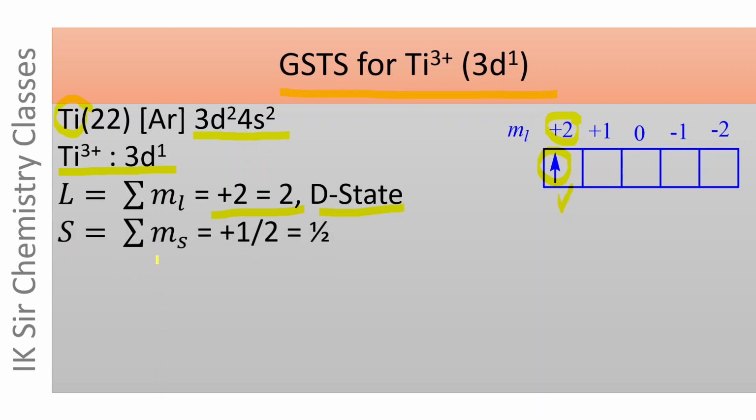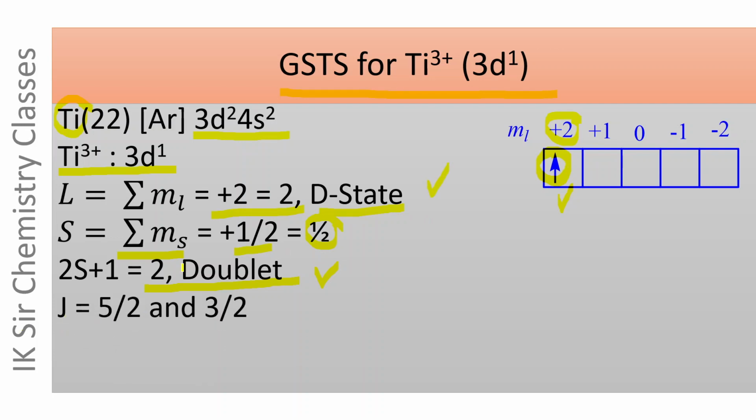Capital S is equal to the summation of ms values. The value of ms for this electron is equal to +1/2. On putting this value in 2S+1, it comes to be 2, and its spin state is doublet, while the spectroscopic state is D.